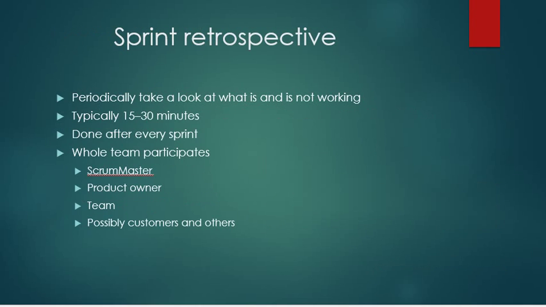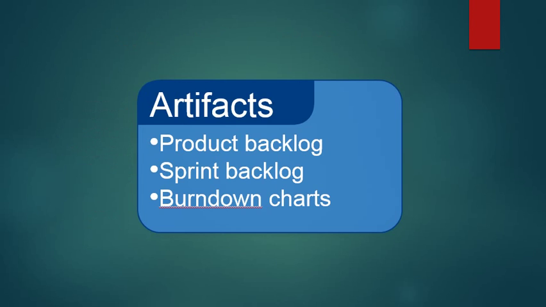The sprint retrospective. Periodically take a look at what is and is not working. Typically 15 up to 30 minutes. Done after every sprint. The whole team participates: Scrum Master, Product Owner, team, possibly customers and others. And let's start with artifacts. They are product backlog, sprint backlog, and burndown chart.